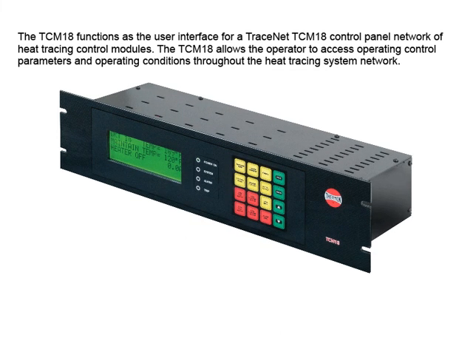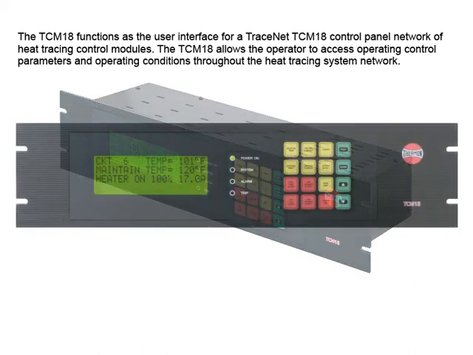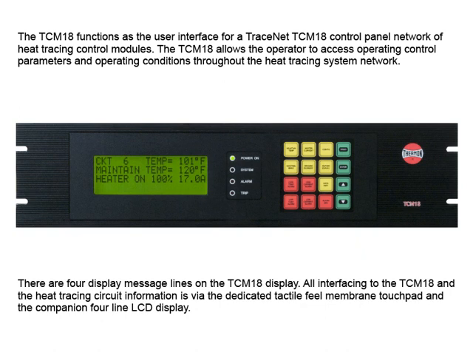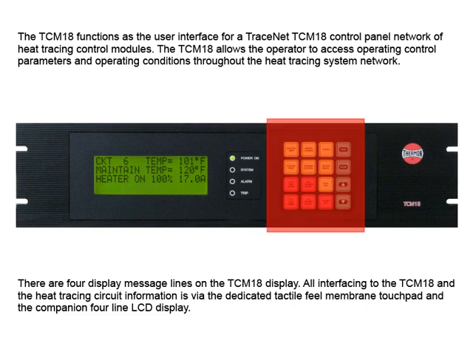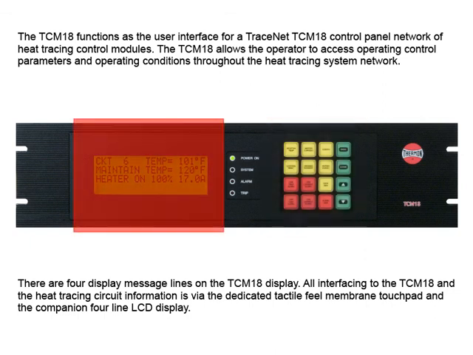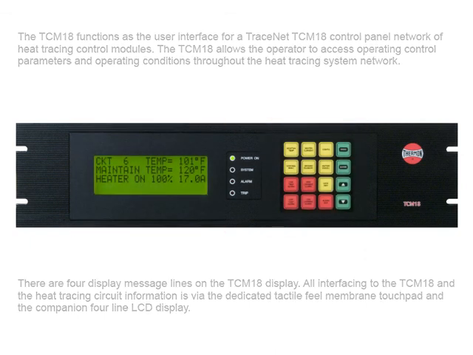The TCM18 functions as the user interface for a TraceNet TCM18 control panel network of heat tracing control modules. The TCM18 allows the operator to access operating control parameters and operating conditions throughout the heat tracing system network. There are 4 display message lines on the TCM18 display. All interfacing to the TCM18 and the heat tracing circuit information is via the dedicated tactile field membrane touchpad and the companion 4-line LCD display.